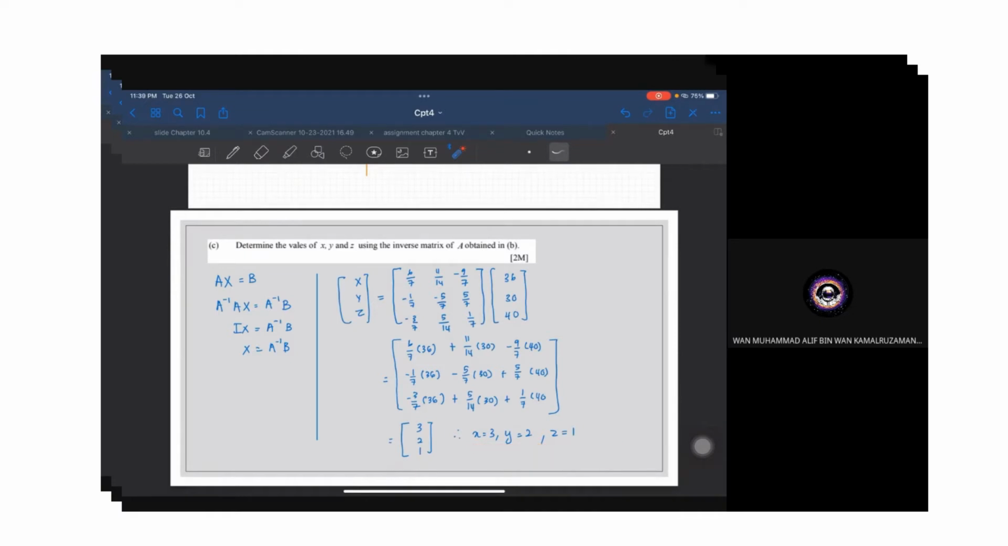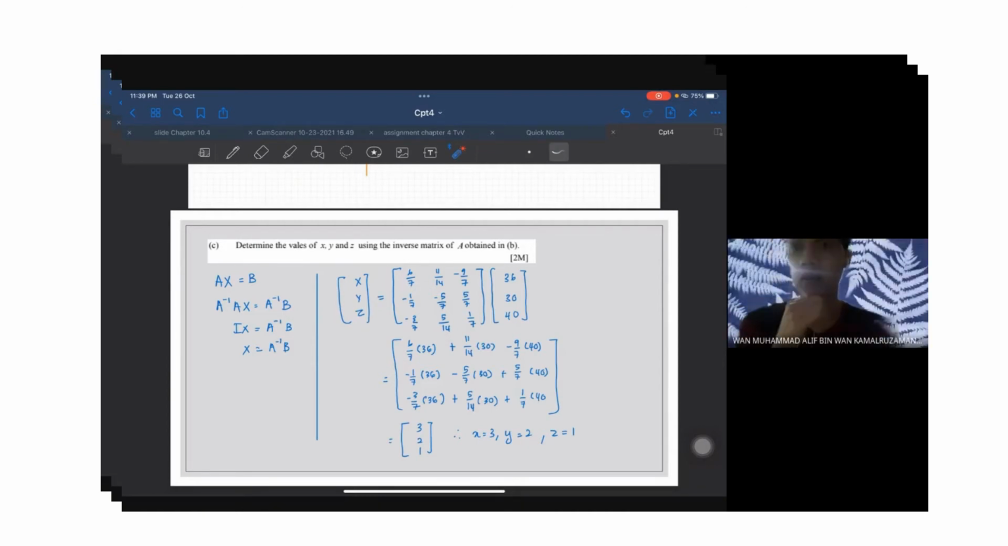So that is an example of a real life question that we can relate to our real life. It shows us how to use the inverse matrix and matrices in our real life.